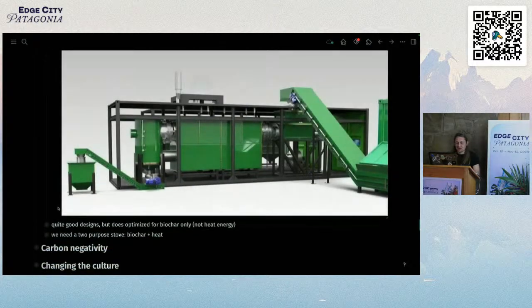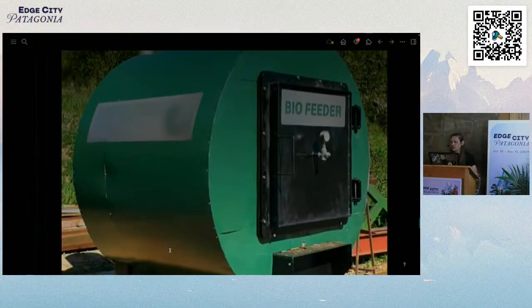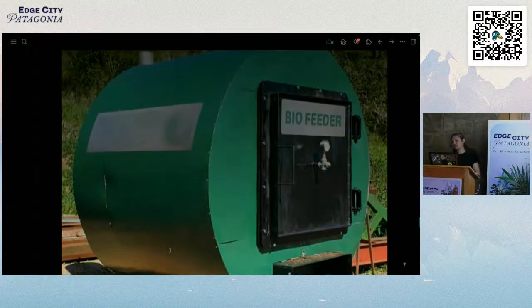You will find quite good designs, but the problem of these designs is that they are optimized for biochar production, and they are not optimized for heat production. Which in our case is one of the most important things, because we actually have a problem of heat. We need to find a source of heat. We are looking not only for fertility, we are looking for both heat and fertility. And most things you will find on YouTube and in the market were quite small.